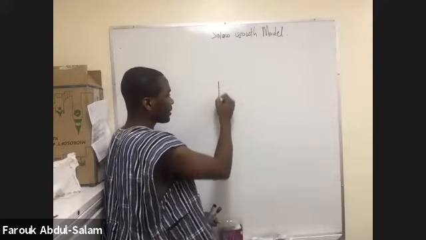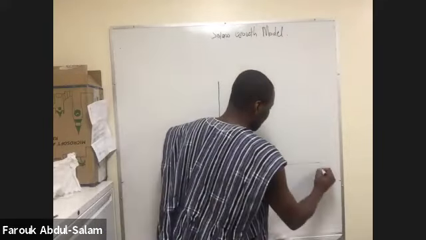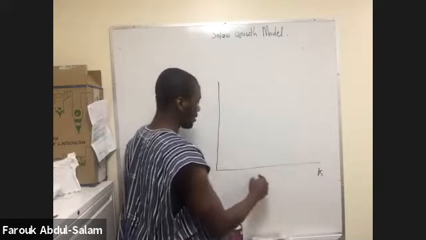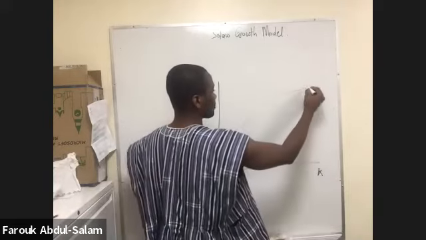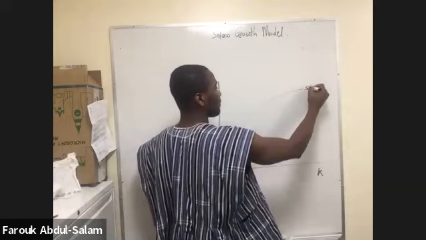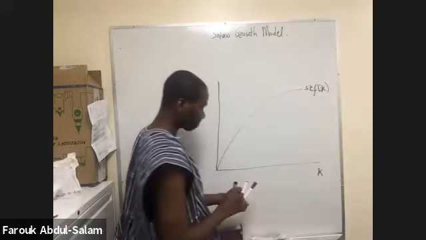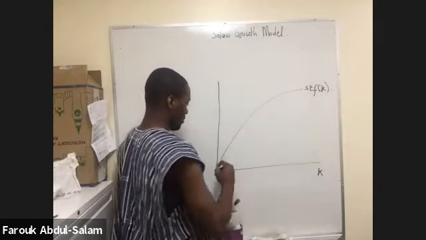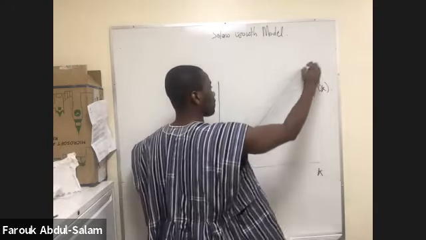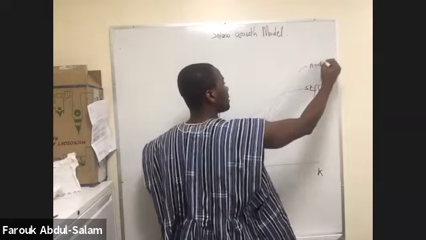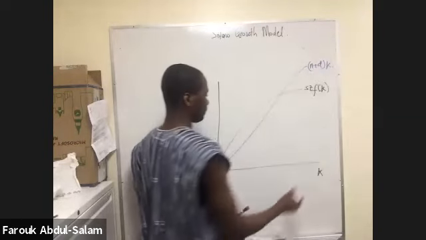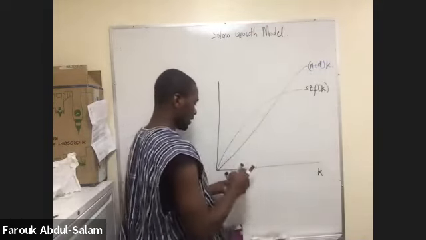Just to repeat, we have the K values here, this is the investment, we have this to be the Z, we have this to be the F, we have this to be the K, F of K. We have these guys here. This is N plus D multiplied by K. And this is our steady state value.